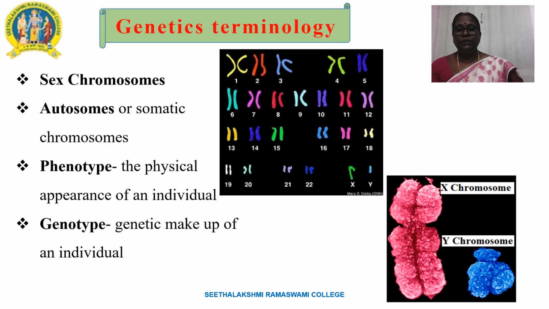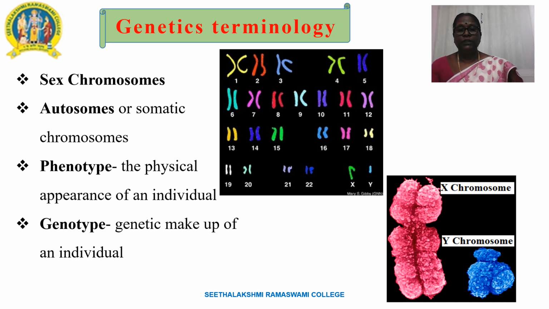In human beings, there are 23 pairs of chromosomes. Out of 23 pairs, 22 pairs are autosomes or somatic chromosomes. One pair is a sex chromosome. The autosomes always control vegetative characters, whereas sex chromosomes control sexual characters. This is the electron micrograph of the sex chromosomes.